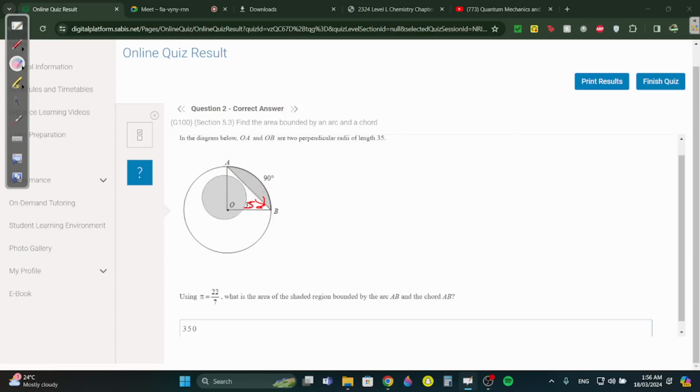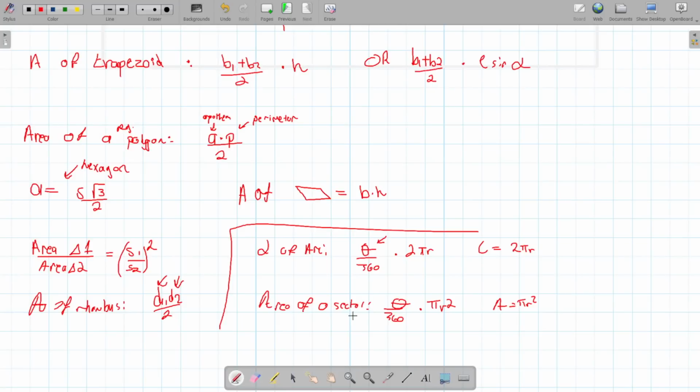If we want the shaded area, it's going to be the whole thing, the area of the sector. The area of the shaded equals the area of the sector, which is the whole thing, that's the sector, minus the triangle. Minus the area of the triangle. How do we find the area of the sector? We know it's theta over 360 times pi r squared. It was here in the formulas. Area of a sector: theta over 360 times pi r squared.